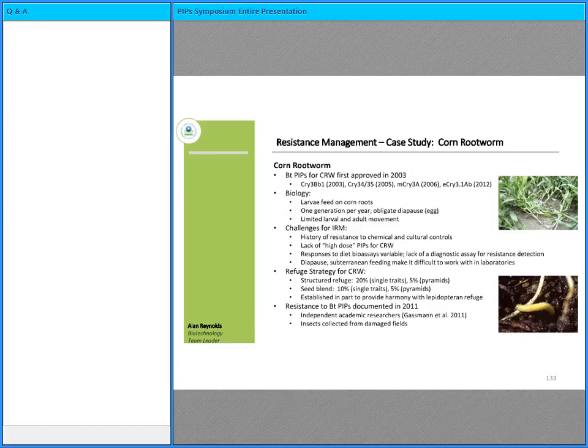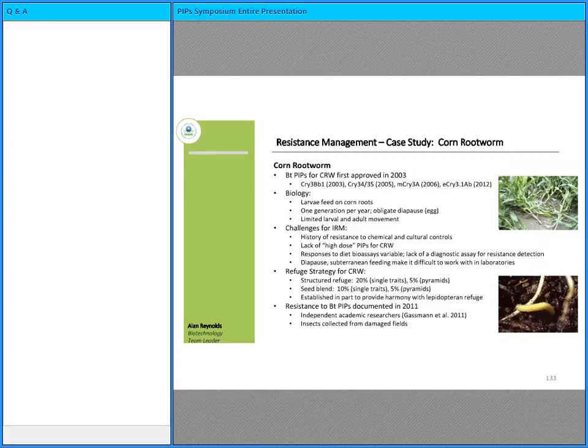Despite this refuge strategy, there are certainly some challenges that we have for IRM in terms of rootworm. First of all, this is an insect that has a long history of resistance to conventional pesticides and even some cultural controls that have been used for it. All of the Bt PIPs that we have registered for corn rootworm, none of them has what we would call a high dose for the insect. So these are all non-high dose expression.